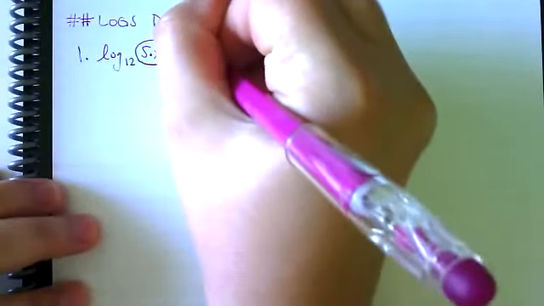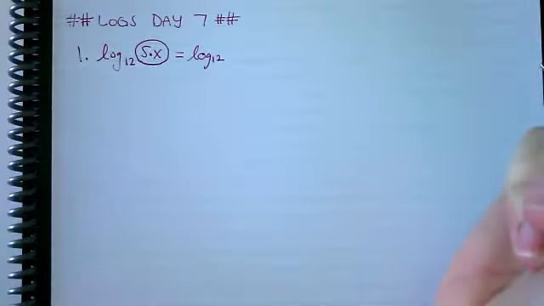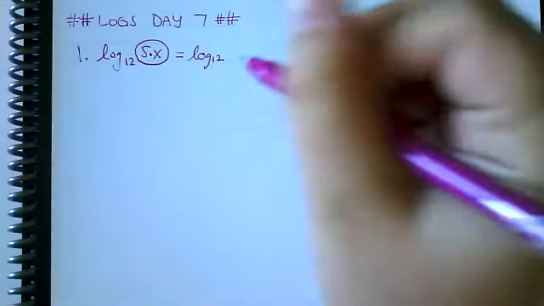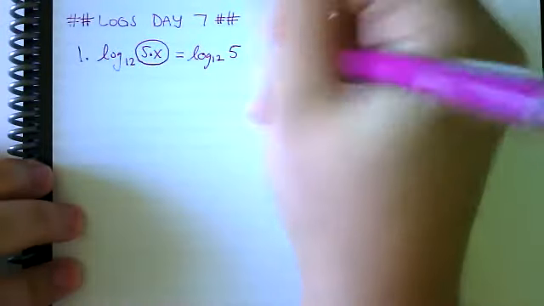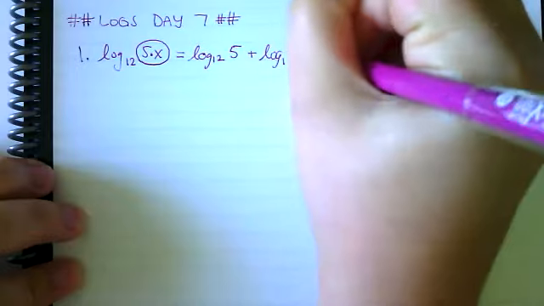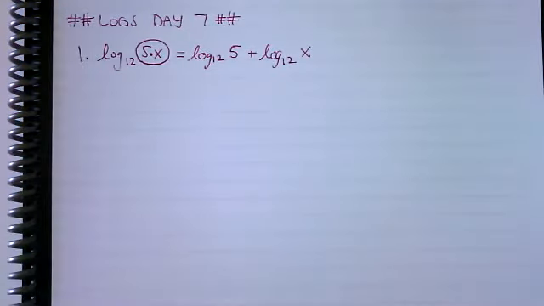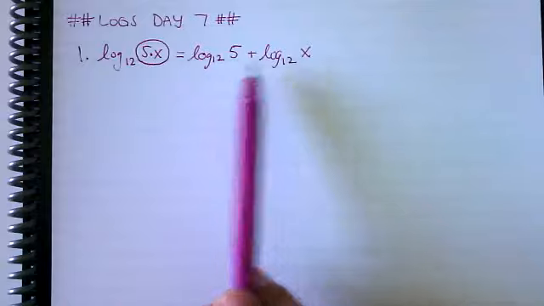So instead of it being log base 12 of 5 times x, it's going to be log base 12 of 5. Now this multiplication turns into addition, log base 12 of x. So I just took these two right here and I split them into two separate logs.